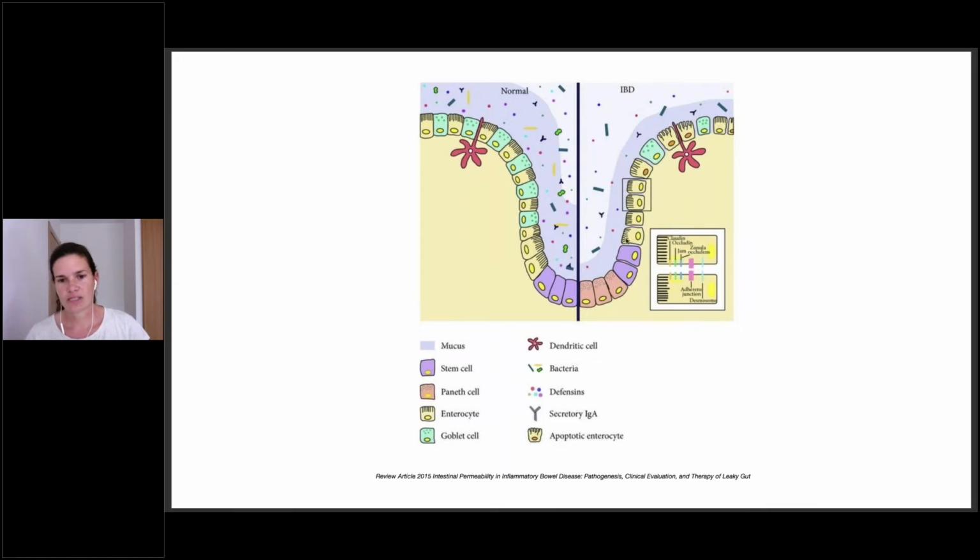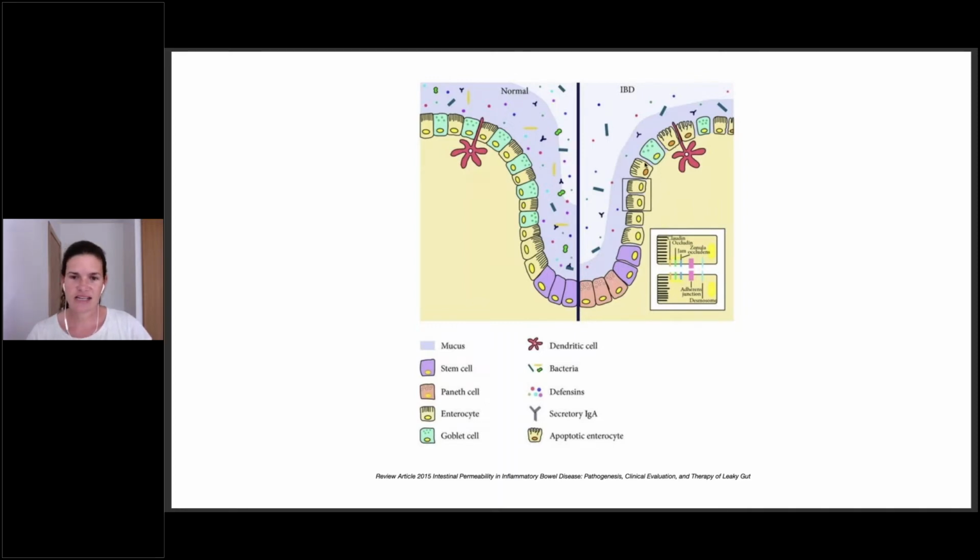And then on the other representation, you can see the cells are not close to one another. They also represent very few goblet cells with a very thin layer of mucus and a low diverse microbiota.